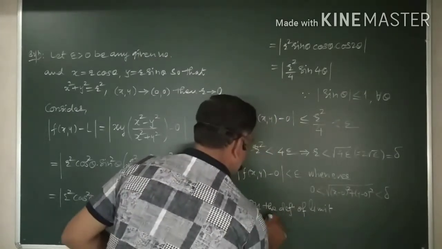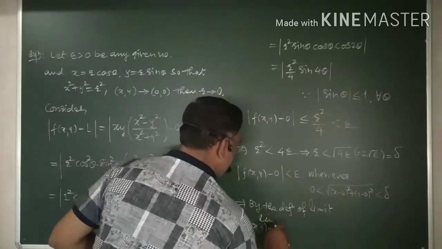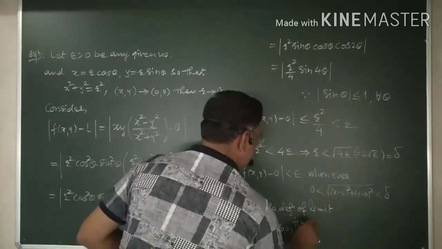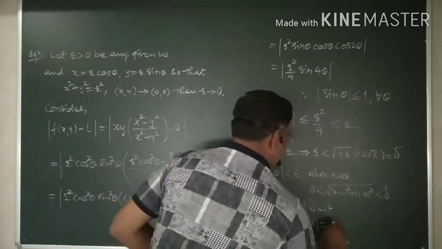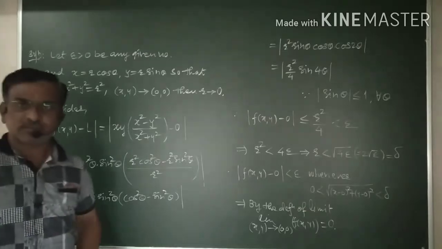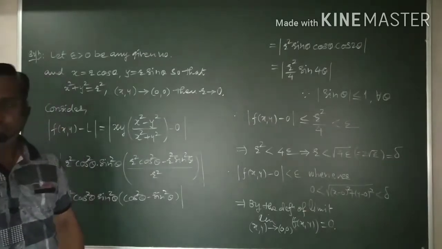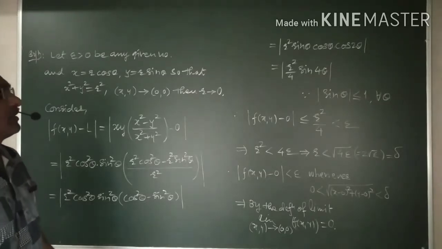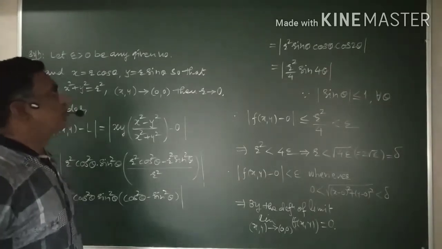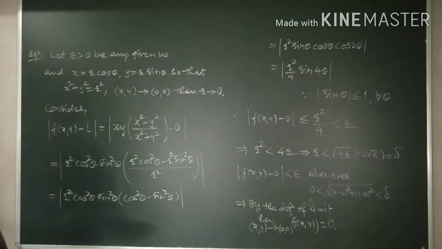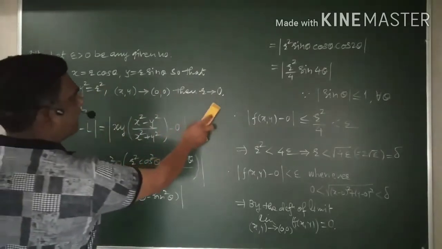The limit as (x, y) tends to (0, 0) of f(x, y) is 0. In this way, we can use polar coordinates to show that the limit of a function exists and is equal to the given number.